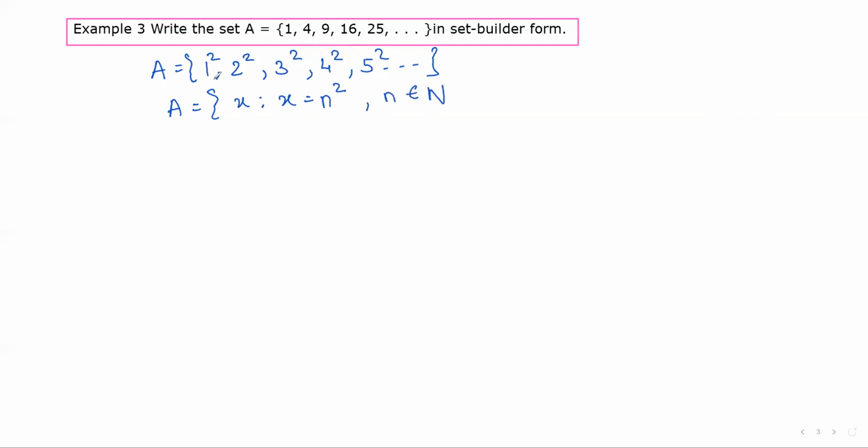It is observable that n can never have value less than 1 and it is always progressing in counting numbers. So n belongs to natural numbers. This would be set builder form. Next.